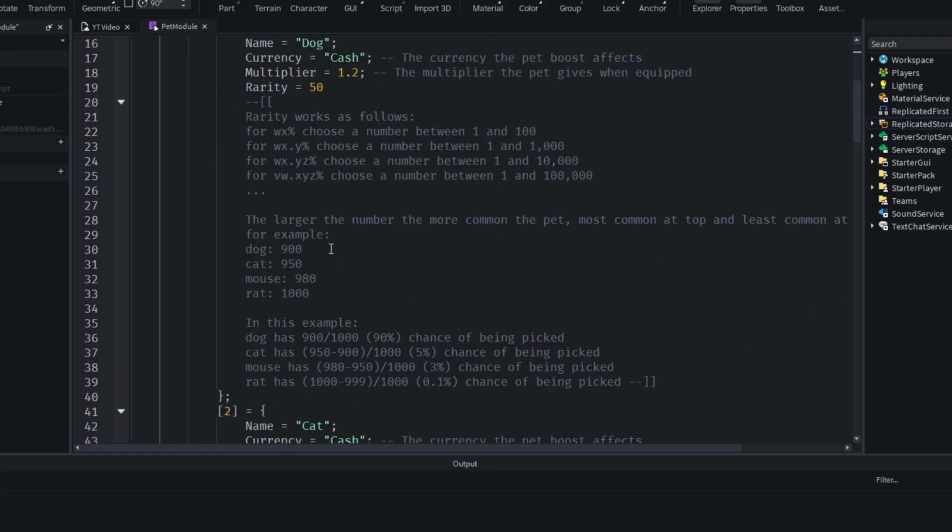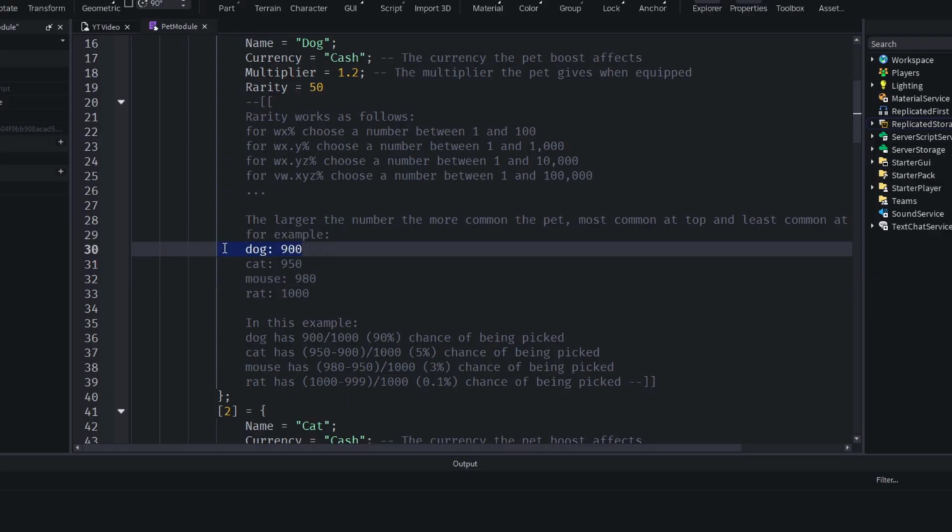Like this for example. So a dog could be the most common with a 900 difference between 900 and 0. Then if the cat is 950, the difference between the cat and the previous is 50. So 950 minus 900 is 50. And then the mouse will be the next rarest. So 980 minus 950 is 30. And then finally we've got the rat, which is 1000 minus 980, which is a 20 difference. So the difference goes 900, 50, 30, 20.